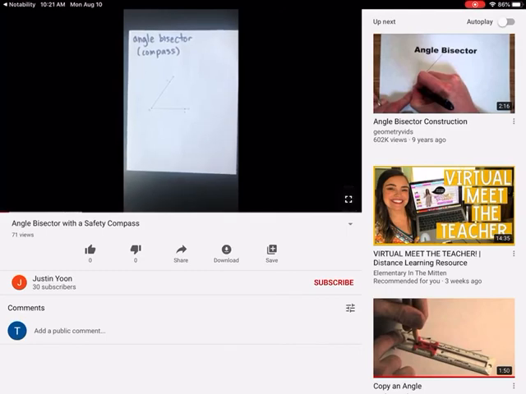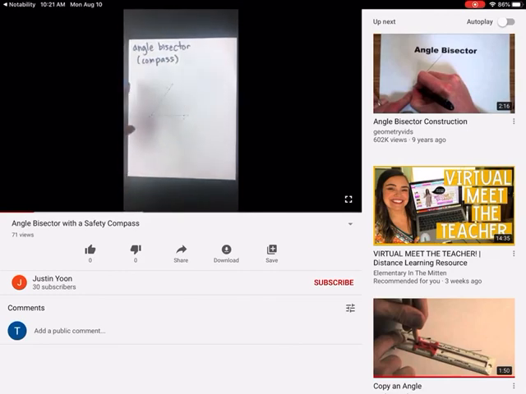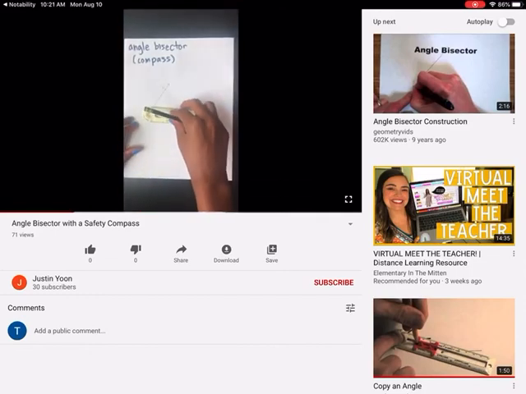All right, so angle bisector. Angle, measurement between these two rays. Bisector, bi means two. Sector, we are going to be cutting this angle into two parts that are equal, cutting it in half. So similar to what we did with copying an angle, what we want to do is we just want to put our window on one of the endpoints, well, specifically the vertex.